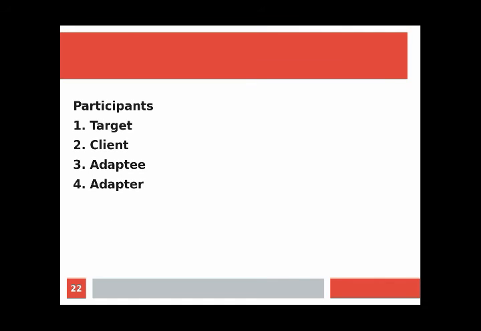Then participants. First one is target. It defines the domain-specific interface that the client uses. Second is client. It collaborates with objects conforming to the target interface. Third is adaptee. It defines an existing interface that needs adapting. And the adapter adapts the interface of adaptee to the target interface.